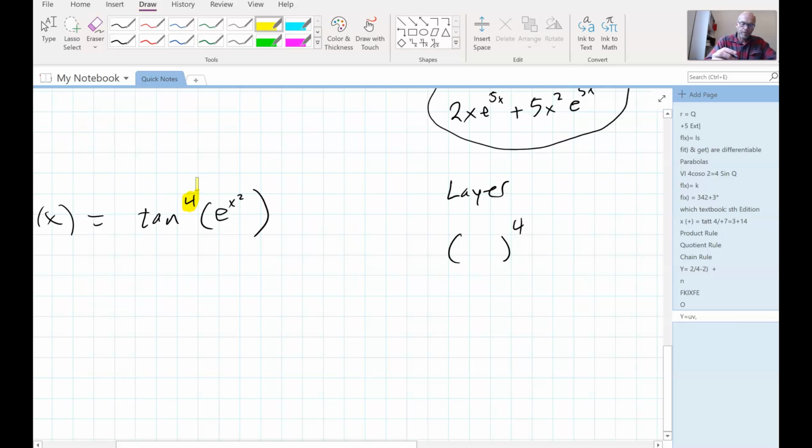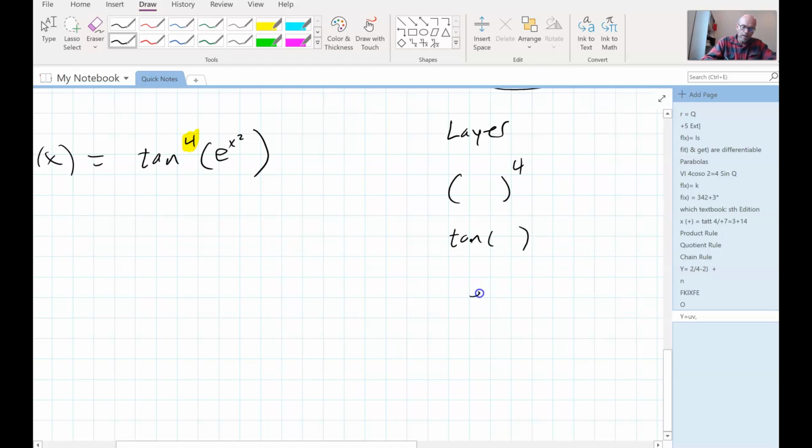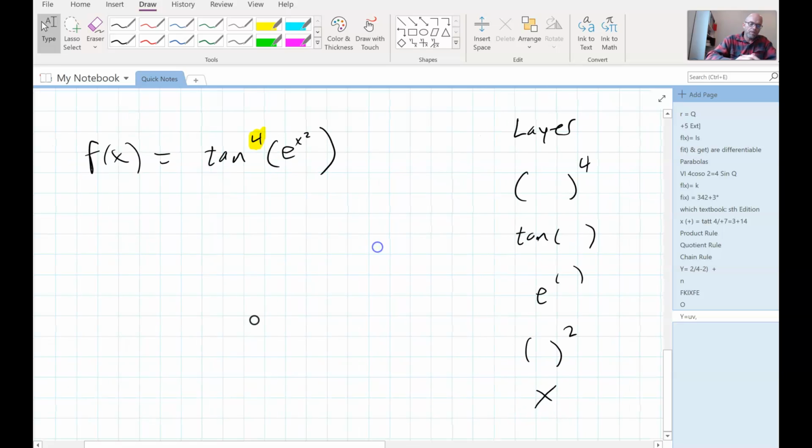The next layer is tangent of something. The next layer is e to the something. The next layer after that is something squared, and then finally x. Right? So let's begin the process.